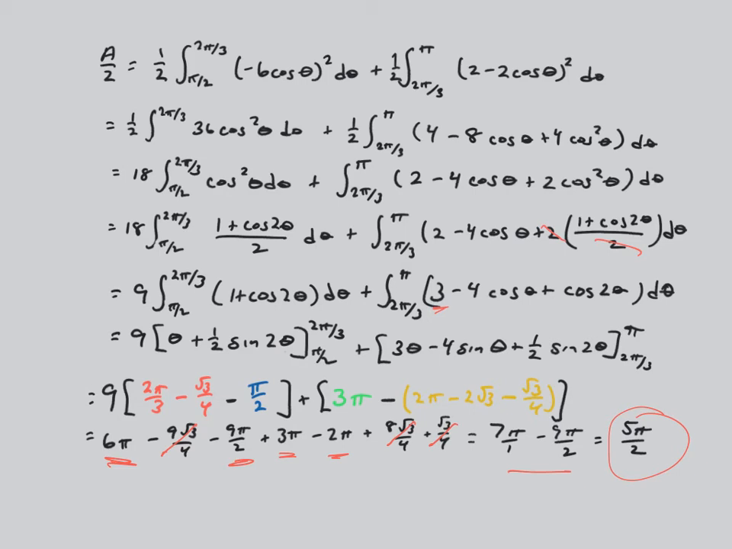So in this case, you have to remember at this point, a over 2 is equal to 5 pi over 2. So the answer for A comes out to be 5 pi square units. Because remember, in that graph, we were just looking at that top portion, but we needed to double it to get the whole region that we were looking for.